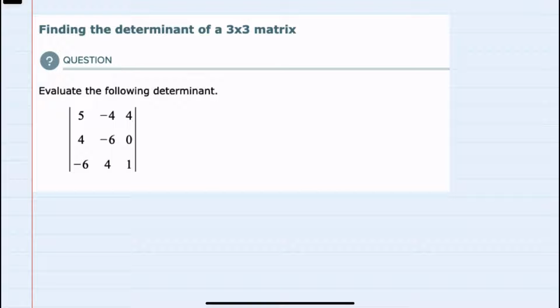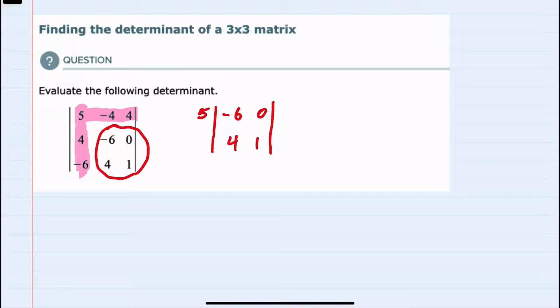In this video, I'll be helping you with the ALEKS problem type called finding the determinant of a 3x3 matrix. To find that determinant, I would always start with the element in the row 1, column 1 position. Here that value is 5. If I exclude that row and column, I'm left with -6, 0, and 4, 1. In my next step, I'll find the determinant of that.